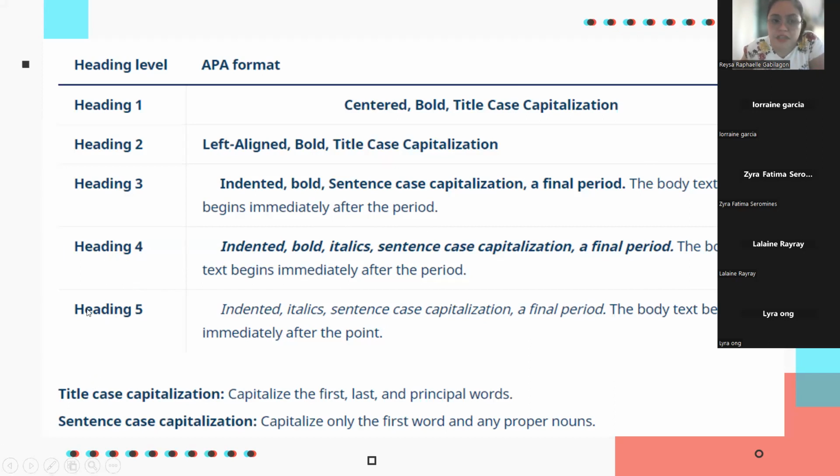So, minsan lang natin makikita si 4 and 5 ha, kasi ang dami namang classification yan pag umabot ka na sa 5. Pero sa 5 plus, if ever lang, the same thing indented, tanggalin lang natin yung pag-bold, italics na lang siya, sentence case capitalization, and a final period. Okay? So yun yung paggawa ng headings ha, para walay masaag sa inyo ha.